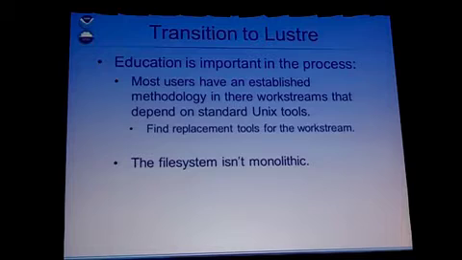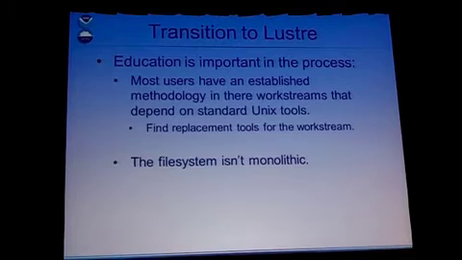And the other education point we had to cover extensively with the users is that the file system isn't monolithic. There's no off switch, right? Parts of it can be offline, parts of it can be running, but your jobs generally will still keep running unless they're dependent on offline files.